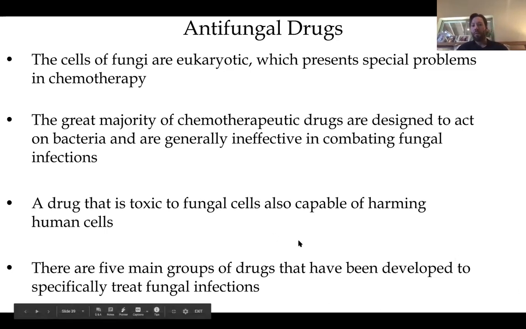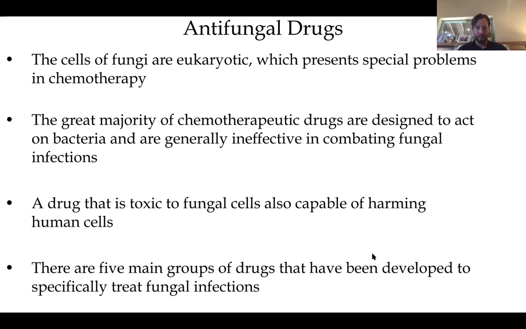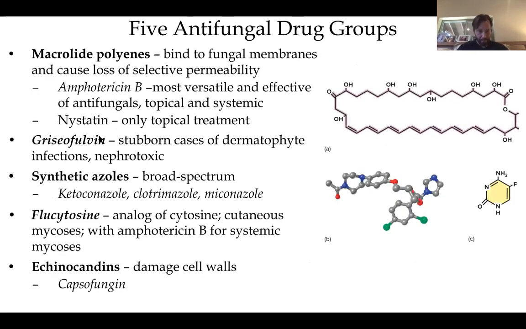And so we have 5 different groups that are developed specifically for fungal infections. And here are those 5. For instance, the macrolides, they bind to the fungal membranes and cause loss of selective permeability. I mentioned that earlier when I said amphotericin B, okay? It binds to these fungal cells and it makes them no longer be able to import the things they need and export the things they don't want. And so they eventually become toxic and die.